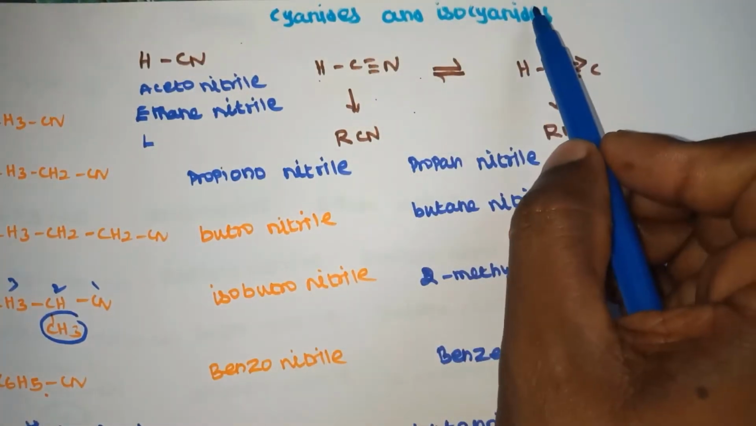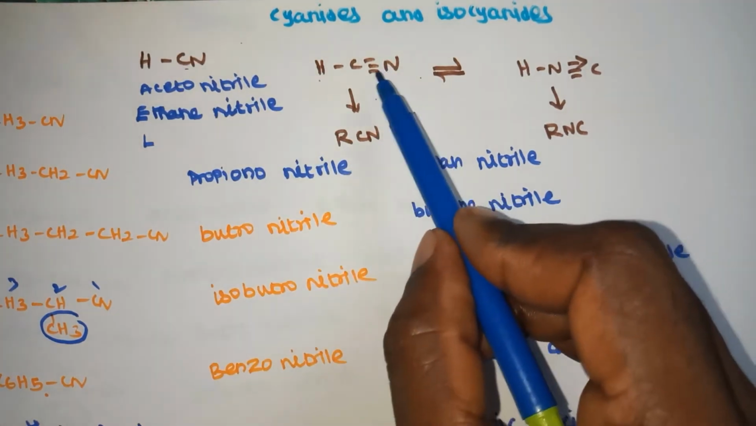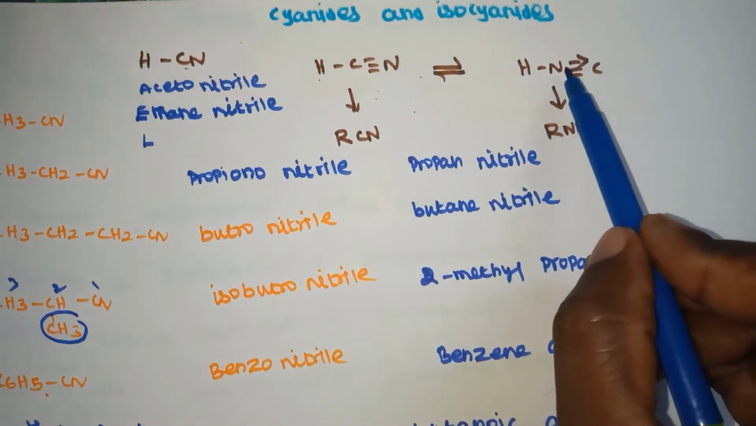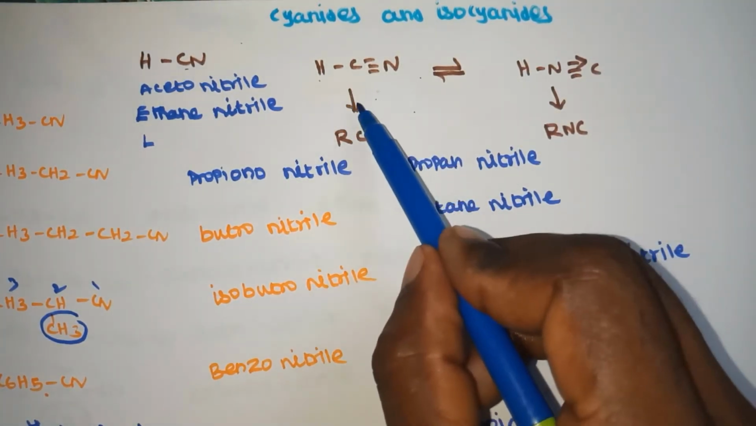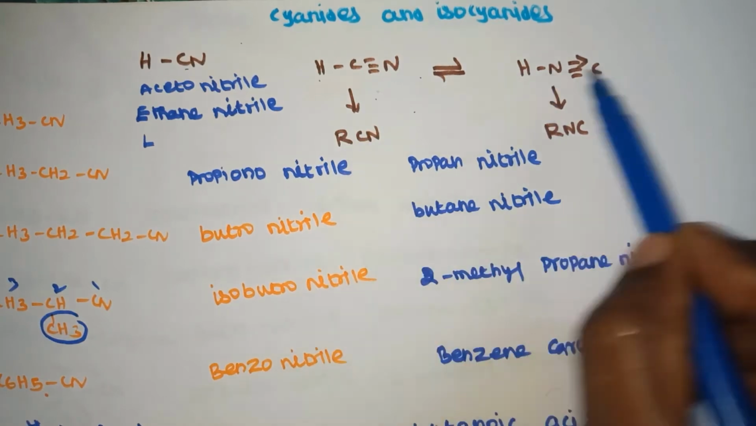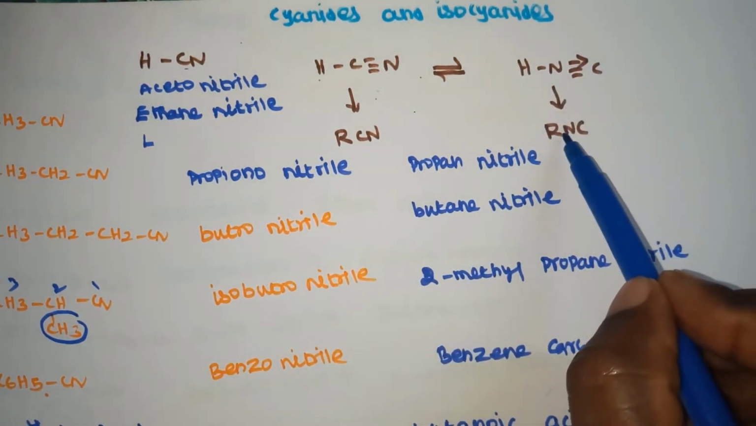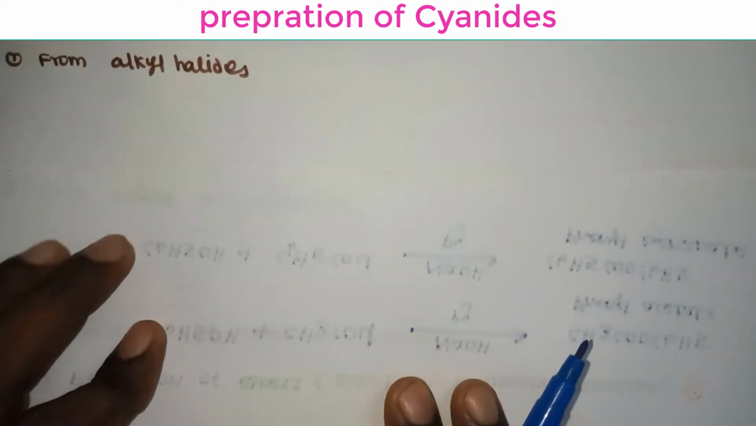Cyanides and isocyanides are derivatives of hydrogen cyanide. Hydrogen cyanide exists in two forms, HCN, which is hydrogen cyanide, and another tautomeric form, hydrogen isocyanide. In hydrogen cyanide, when hydrogen is replaced by an alkyl group, we get cyanides. In hydrogen isocyanide, when hydrogen is replaced by an R group, we get isocyanides. Next is the preparation of cyanide.